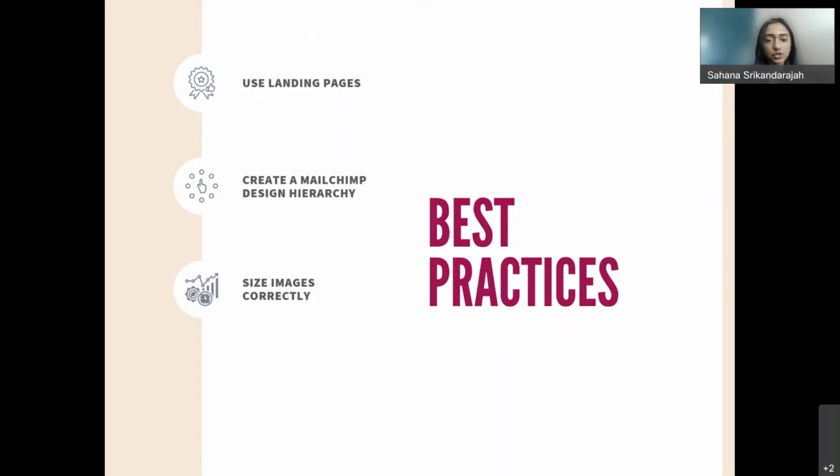And then the next 2 items are to create a Mailchimp design hierarchy and to size images correctly. When you're putting information into your newsletter, just common design tips: make sure your most important information is at the top. And then if you need to add additional information, it goes further along the email. Don't put your most important information at the bottom, because the likelihood of someone reading all the way to the bottom is not as high. So do put all your most important information at the top and any additional information at the bottom.